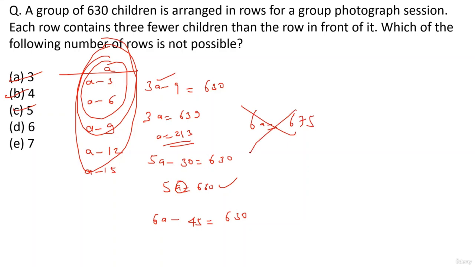Don't even check further. Why? Because here you have a multiple of 5, but 6 is not a multiple of 5. Khatam. No integral value of a exists, right? Here a will come out as a decimal. Okay, you can divide and check. That means the number of rows which is not possible is 6. So it is the D option.